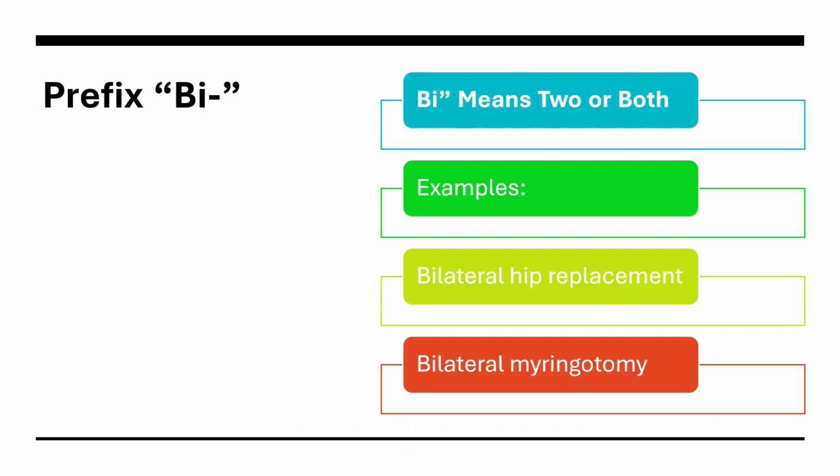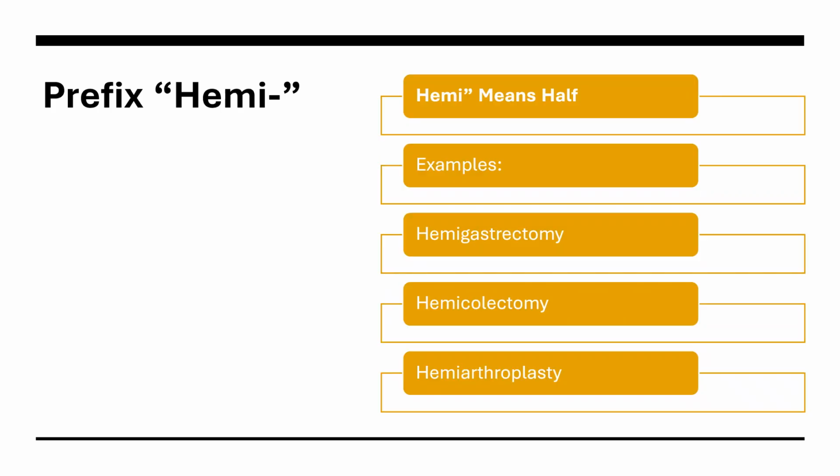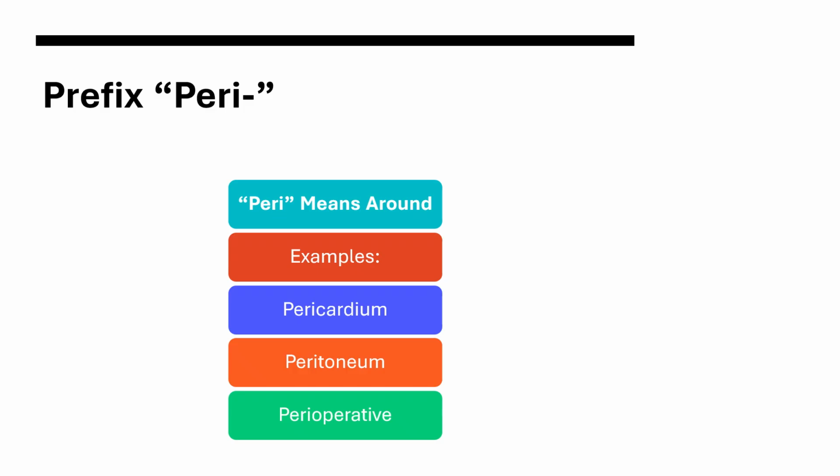The prefix bi means two or both sides. Bilateral procedures are performed on both sides of the body. The prefix hemi means half. These procedures involve half of an organ or body structure. The prefix peri means around or surrounding. Perioperative refers to all phases surrounding surgery, including before, during, and after.